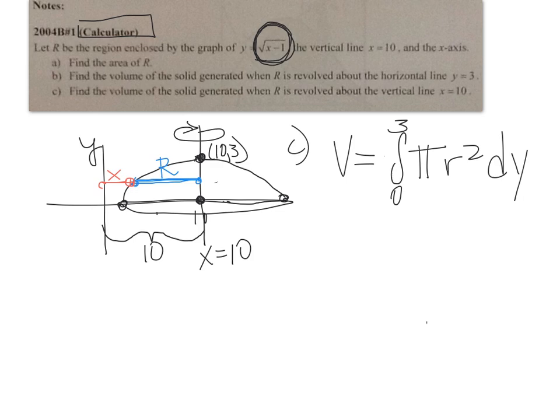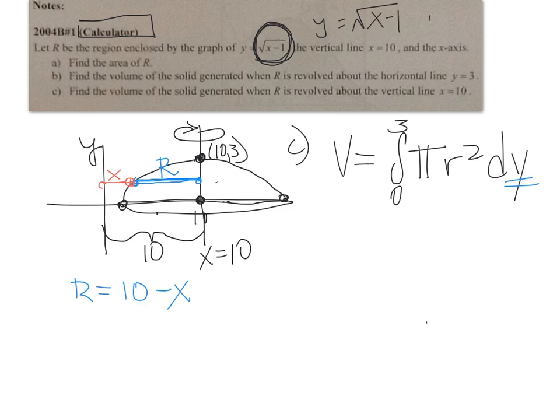So the radius is equal to 10 minus x. But here we're dealing with y as the independent variable. So I want to do a substitution in my function. Up here I have y equals the square root of x minus 1. So I want to get x by itself in terms of y.